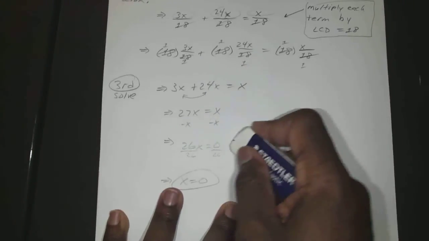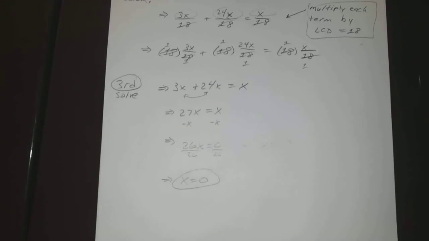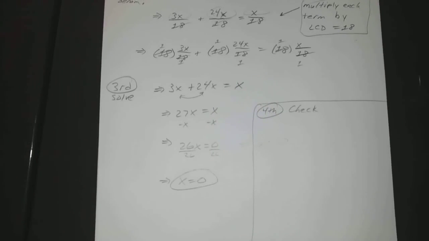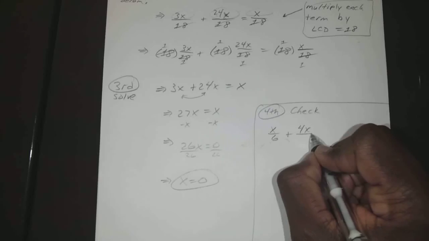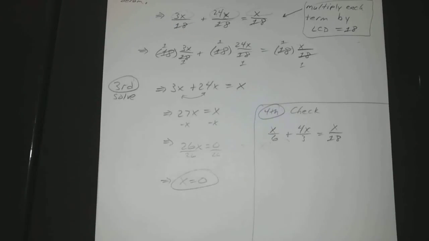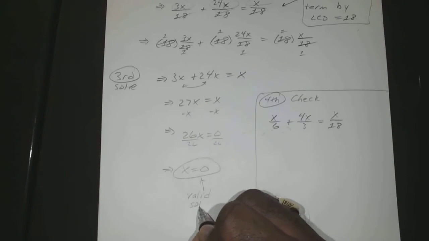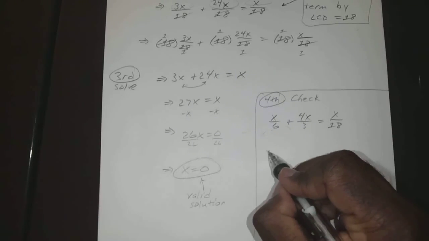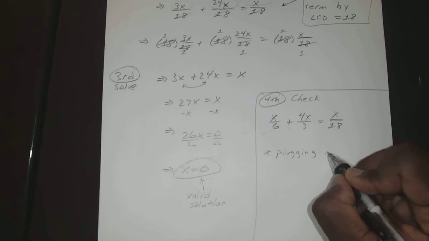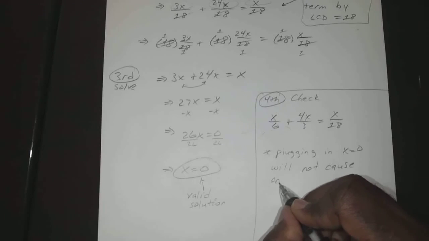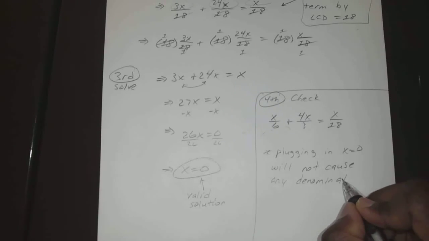Okay, so now you have your fourth step, which means you just have to check it, which most of the time you can do without really writing it down. If we have our original problem as x over 6 plus 4x over 3 equals x over 18, all we're checking is to make sure that none of those denominators will equal 0 if we plug in our answer. So if you plug in x equals 0, all the denominators are good. You don't have to worry about it. So this is actually a valid solution. Plugging in x equals 0 will not cause any denominators to equal 0.